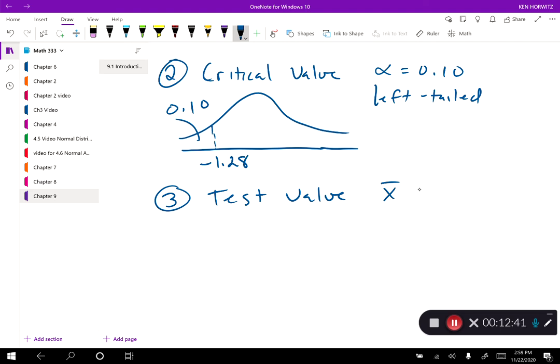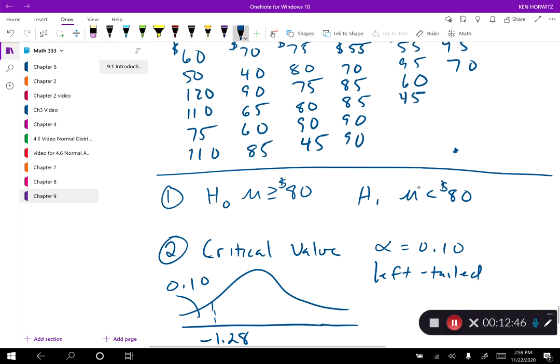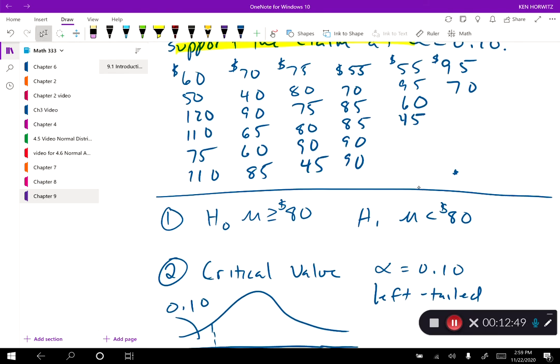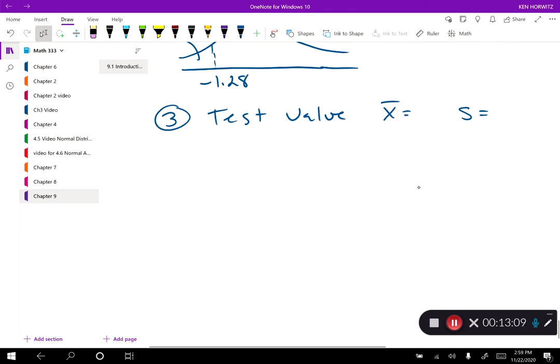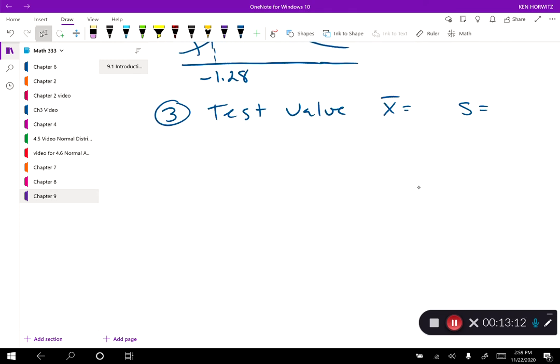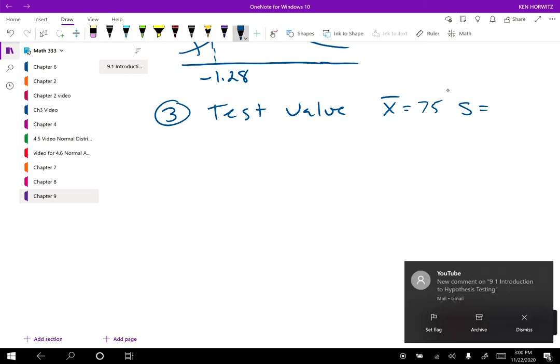First thing I need is I need X bar, and I need my S, my standard deviation for my sample. So I'm going to scroll back up. I'm going to show you that data. I'm going to ask you to pause the video for just a second and calculate X bar and S. All right, hopefully you paused the video and calculated X bar and S. So I got X bar to be 75 and S to be 19.2.